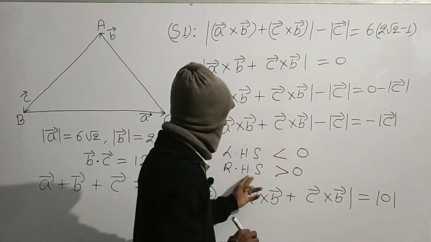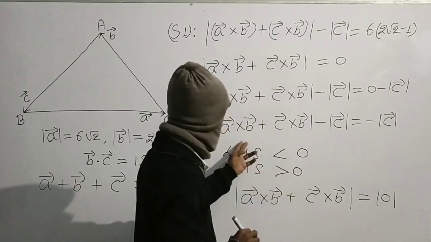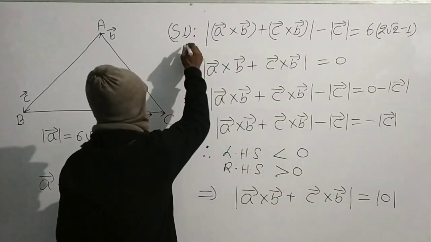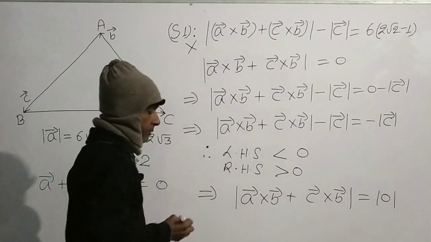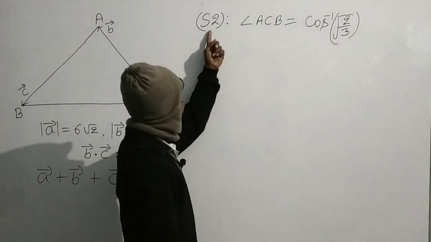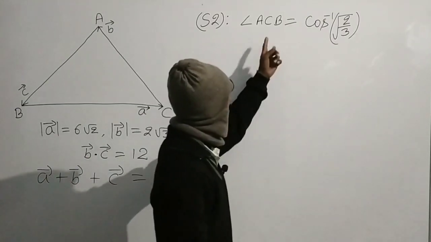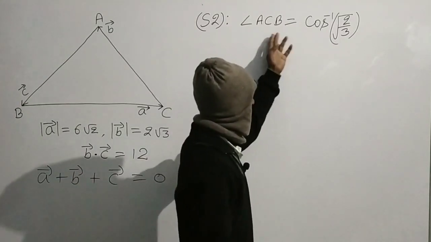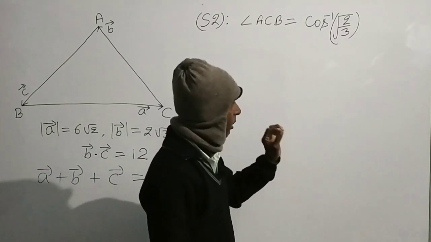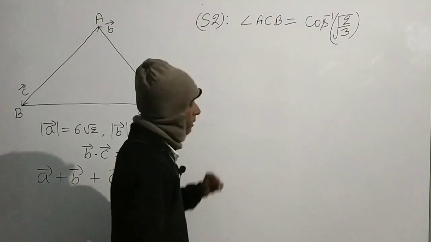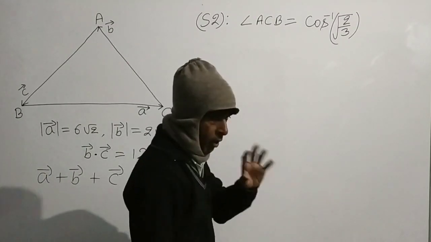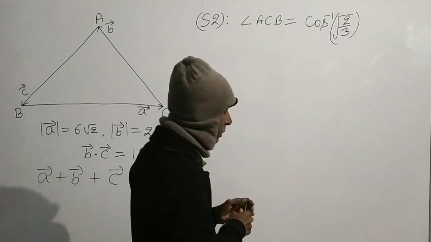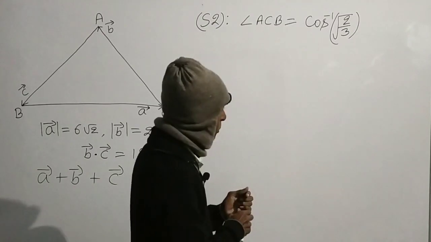LHS is negative, RHS is positive, therefore LHS can never be equal to RHS, therefore this statement is not correct. Statement 2 given in the question is this. We have to find out whether this statement is correct or not. But first of all, we would like to know the meaning of dot product of two vectors.